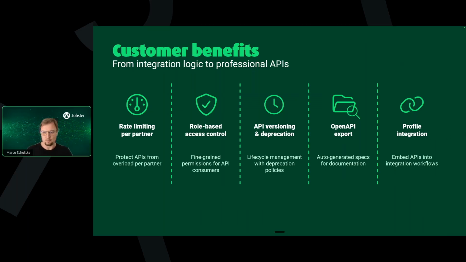So 26.2 gives you the new capability of full API lifecycle management directly in the platform. So full lifecycle, role-based access control, versioning and deprecation notices, OpenAPI export, and rate limiting per partner channel. And the last one matters more than it sounds. Most platforms let you rate limit the API itself, but not the channel. We can now give you the capability to rate limit your partner on an API level.